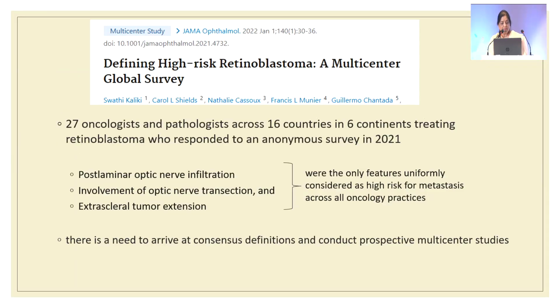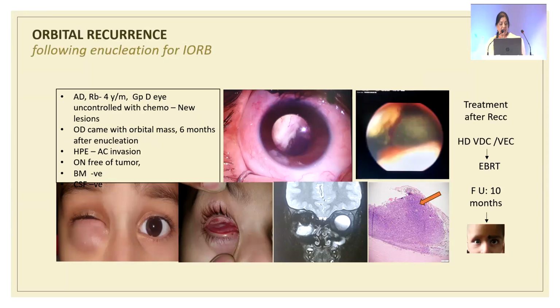So there is an anonymous survey of 27 oncologists. The majority of them agree on post-laminar infiltration, involvement of the optic nerve transection, and extrascleral tumor extension. But there was a difference of opinion on the other factors. So there is a need to arrive at consensus definitions and conduct prospective multicentric studies.